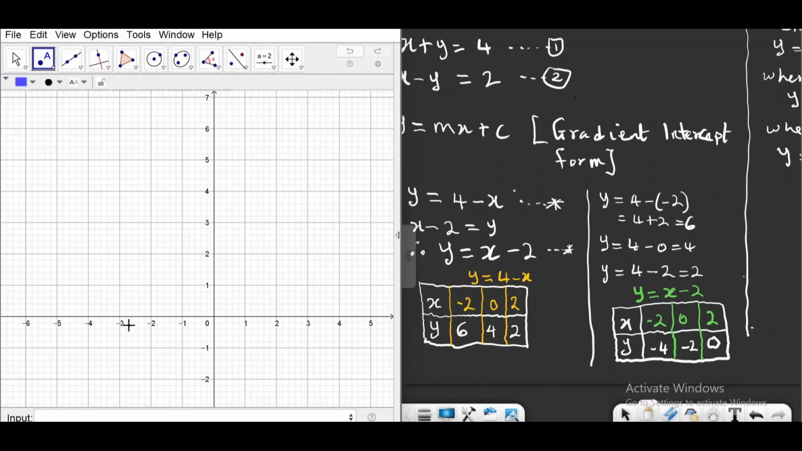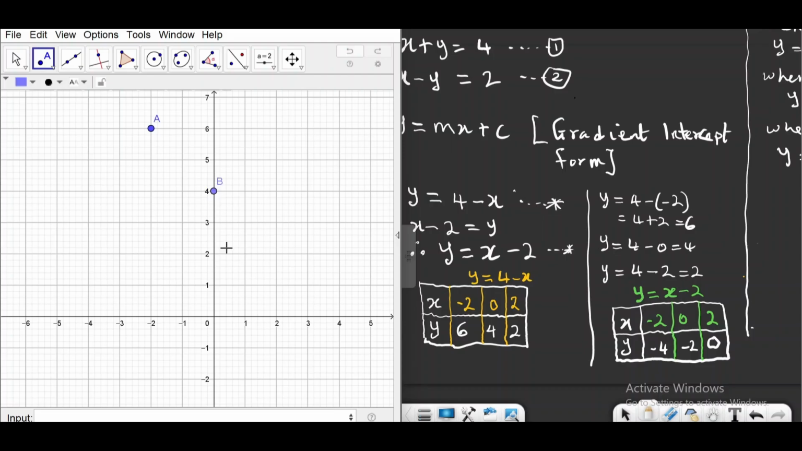We can see -2 here, and we go up. You can see where y is 6. We drop that point. That's point A. Point B, we go to where x is 0, y is 4. We drop that.